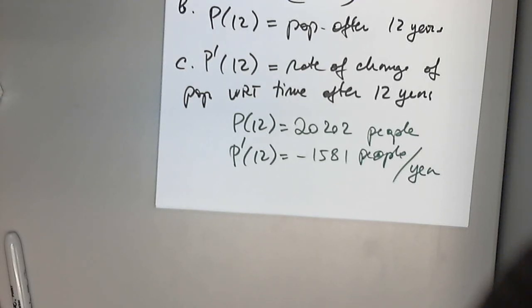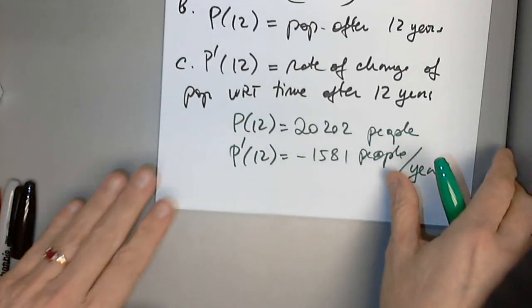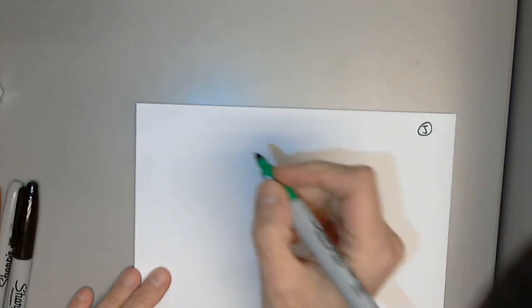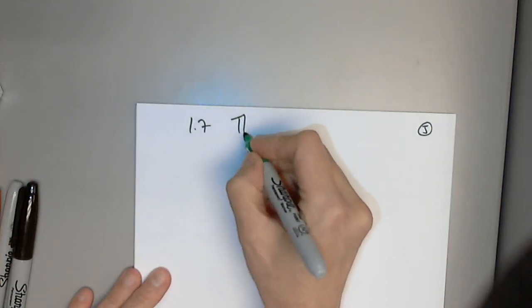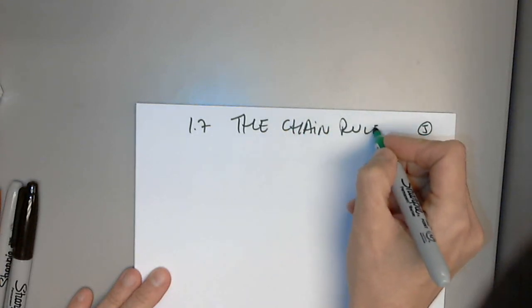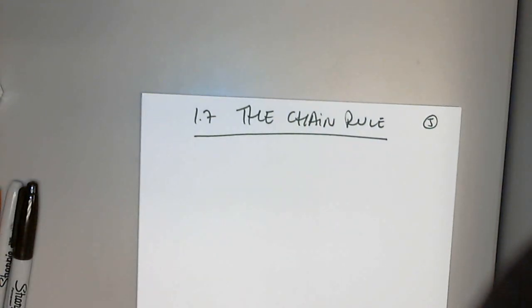Any questions for me? Any questions? Okay, so now the next topic, which is the chain rule, 1.7. The chain rule.